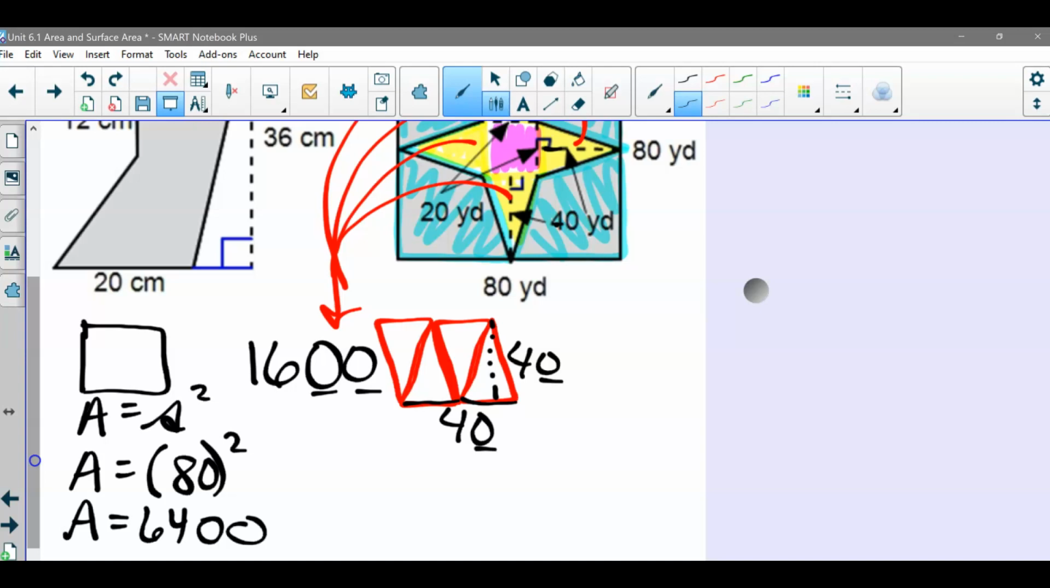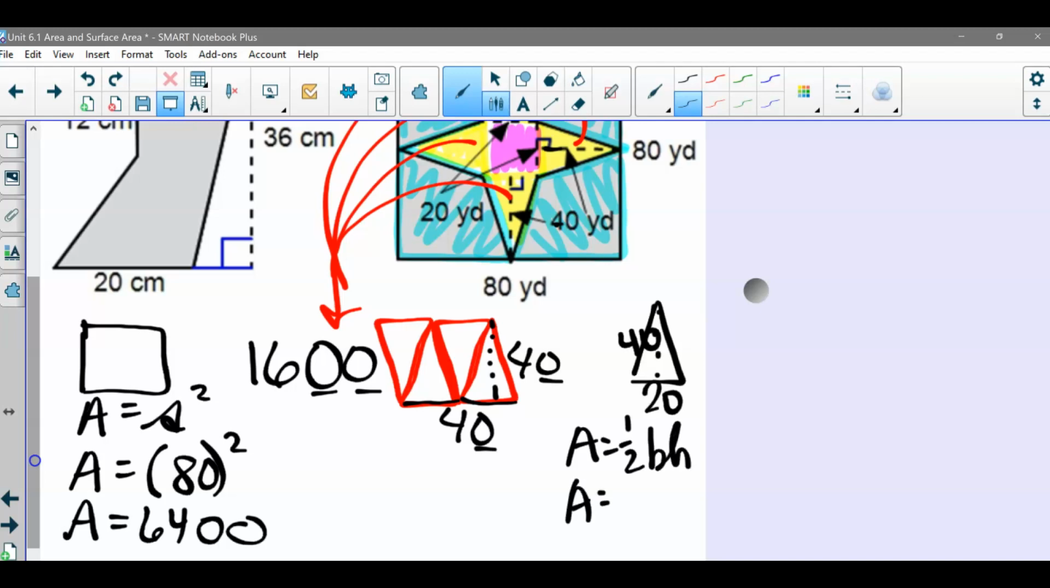I don't remember how to find the area of the triangle. Just find the area of one triangle and times it by 4. Love it. Okay, let's do one triangle. One triangle we had 40 by 20. Okay, let's do one of these.